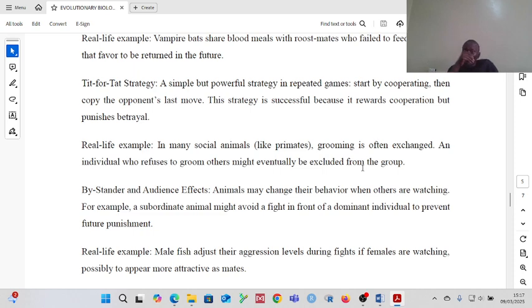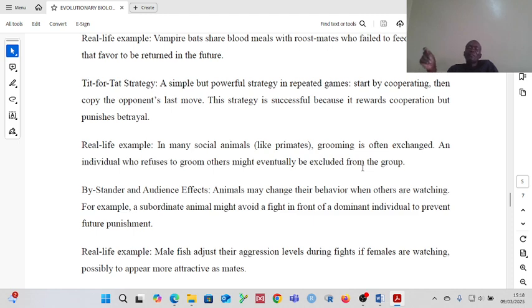For fish, the example we give here is the male fish will adjust their aggression levels during fights, especially if the female fish are watching. Okay, so the explanation is they adjust their levels of aggression when they are fighting and the female fish are watching. Supposedly, the ones which don't have high levels of aggression during fights appear to be more attractive as mates.